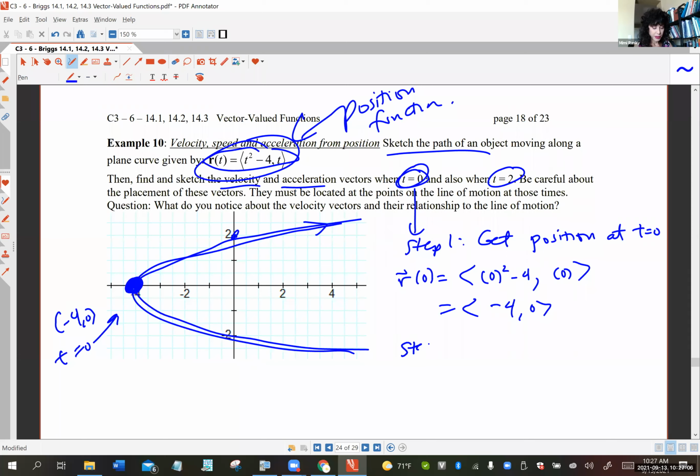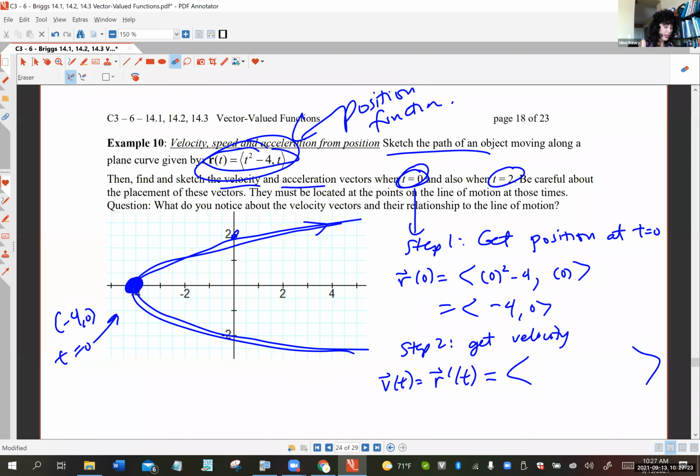Step 2, let's get velocity. Let's get the velocity vector. So v of t, which can also be denoted r prime, they're the same guy. It's a vector valued function, so put in those angular brackets, and go ahead and take the derivative of the components of your position function. The derivative of t squared minus 4 is 2t, and the derivative of t is 1. Boom, there's our velocity vector.